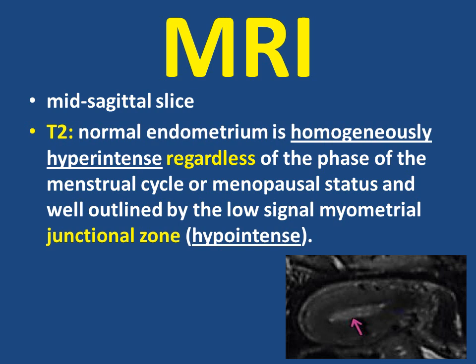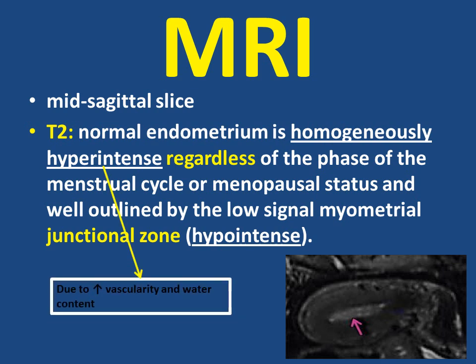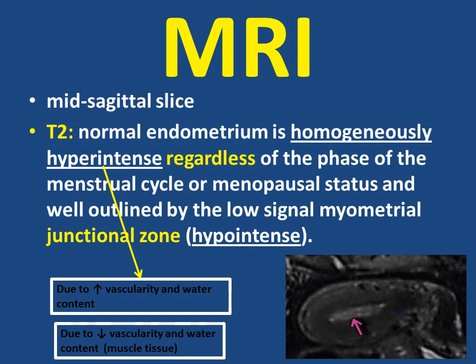Again, MRI is the key to diagnosing adenomyosis. It is the tool that helped us to understand adenomyosis well in current practice. In the mid-sagittal T2 slice, you will find normal endometrium appears homogeneously hyperintense due to increased fluid and vascular content inside the endometrium. In the adjacent myometrium there is decreased vascularity or water content, which is the inner third of the myometrium, the junctional zone, a hypointense area.